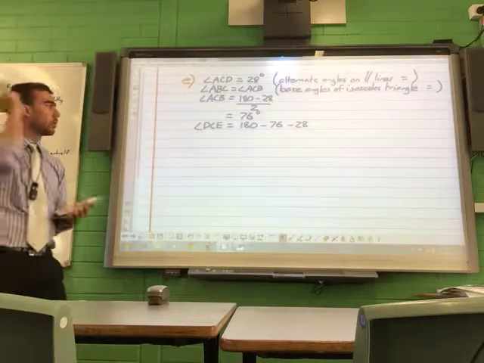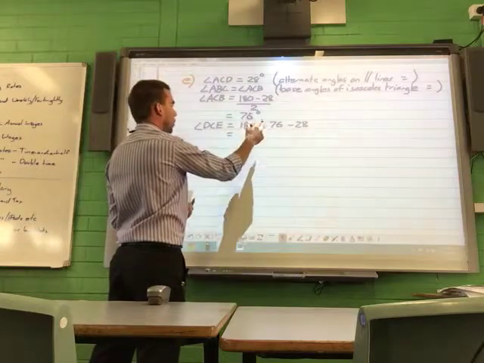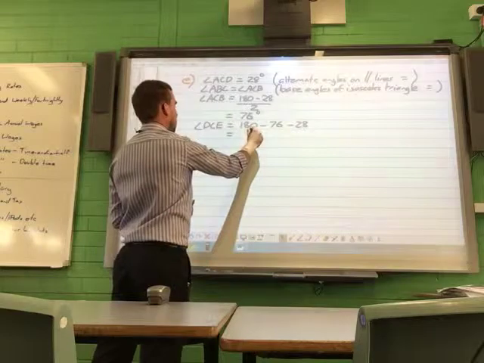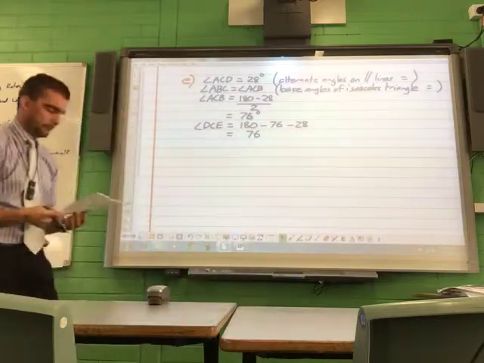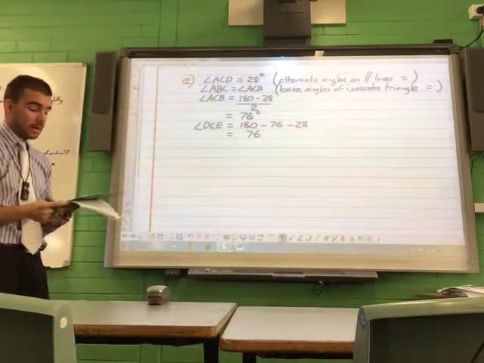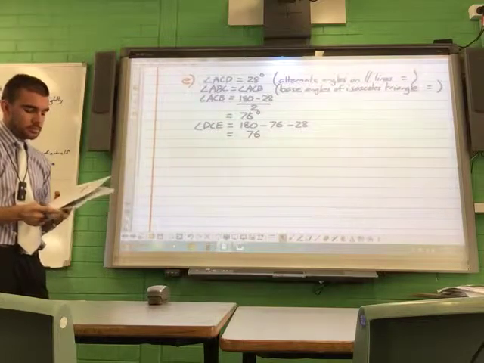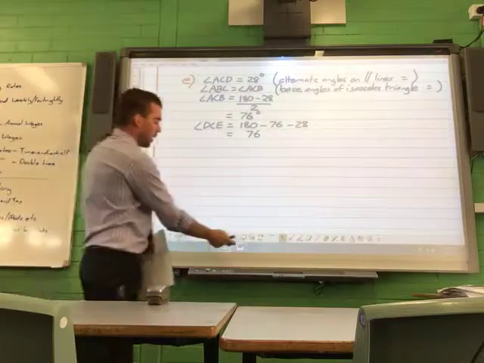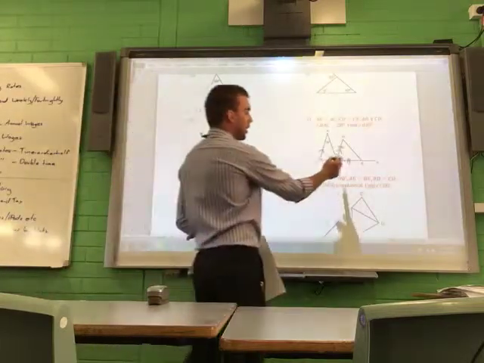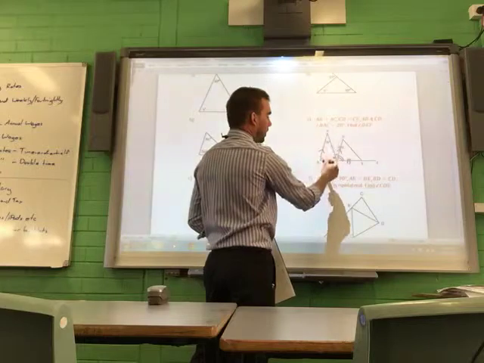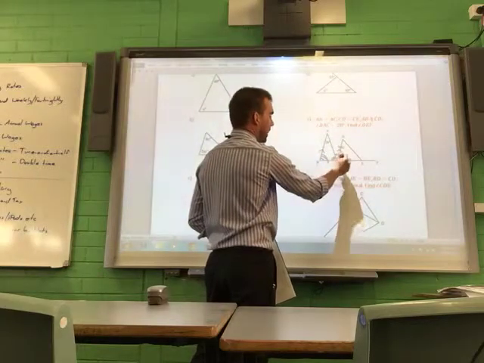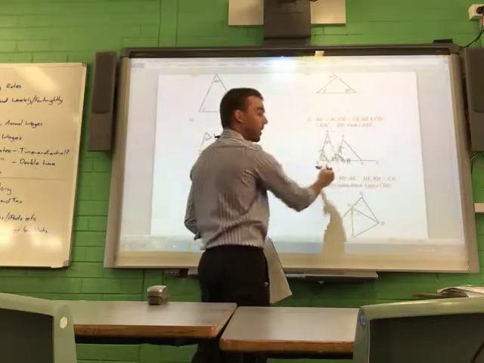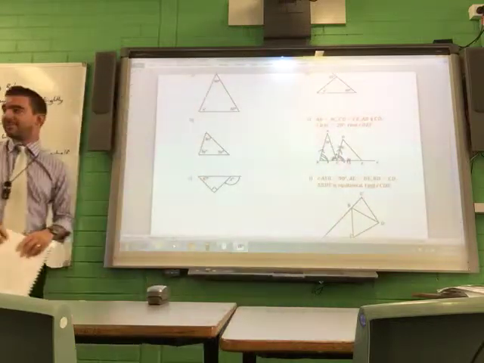104, 180 take away 104 is 76 degrees there. Okay, we probably could have got that another way too. Yes, co-interior angles. Not co-interior, corresponding. Because over here, there's our parallel line, therefore this angle here must equal that angle there because we've got the F shapes there. Alright, so that's another way you could have done it.